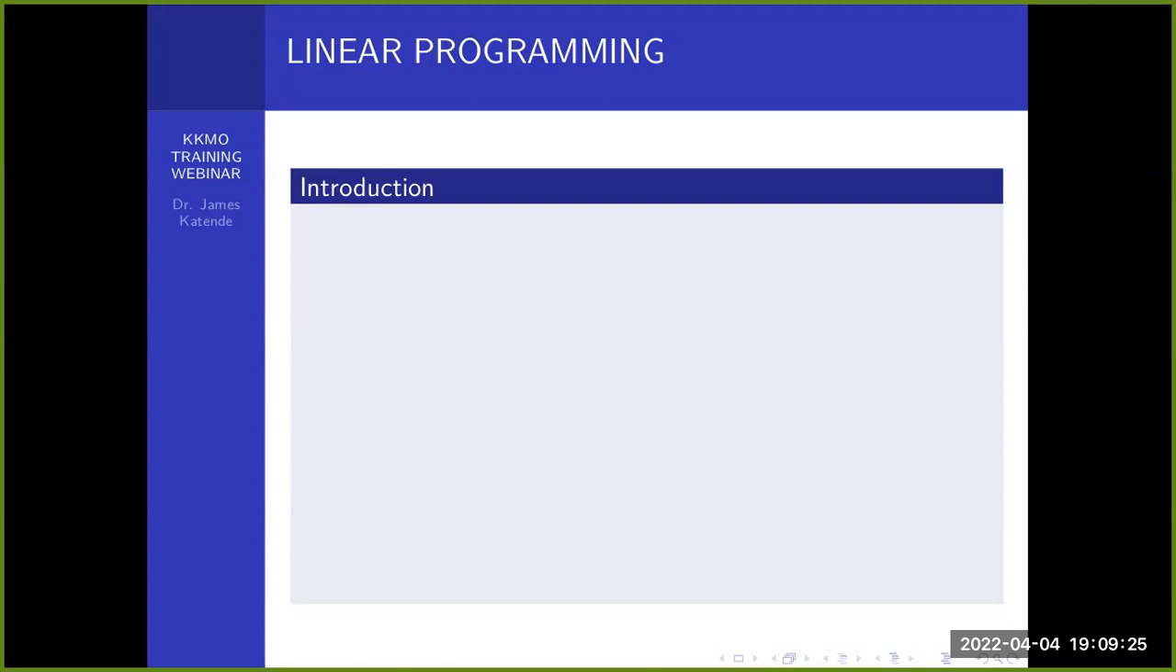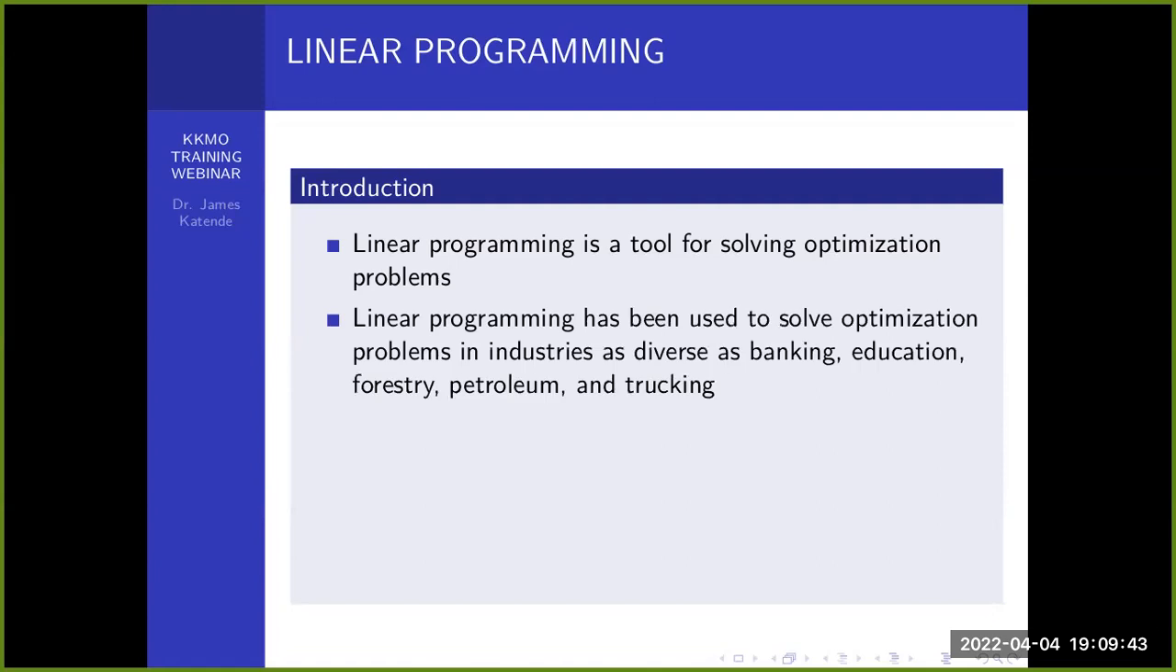Okay, so we introduced the whole idea of linear programming. This is a fairly simplified introduction. There's a lot more you can do with linear programming, but this is limited to the simple cases. But basically, it's an optimization tool which allows you to solve several optimization problems for different industries such as banking, education, forestry, tracking, and many others as well. It's highly used in the industry.